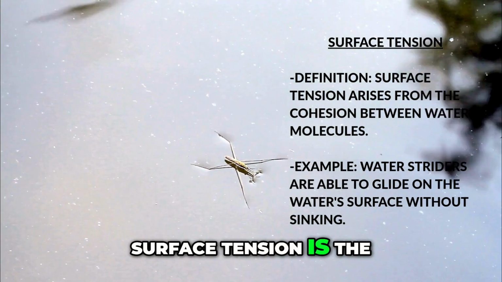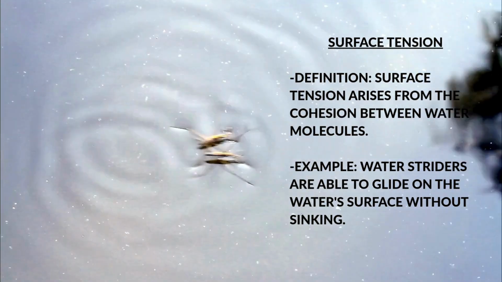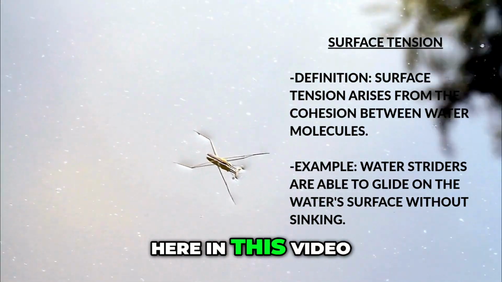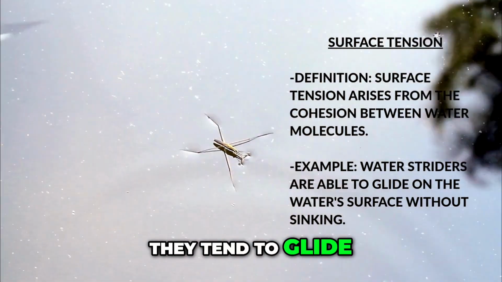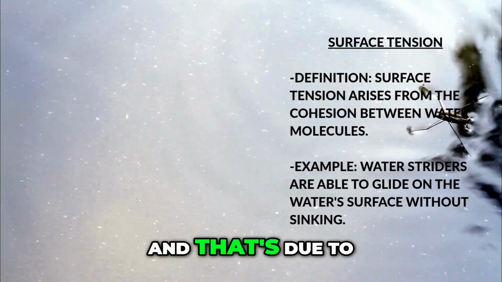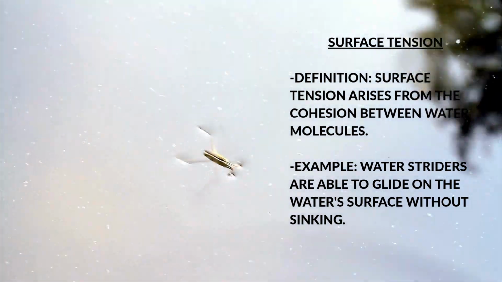Surface tension is the outcome of cohesion when it comes to water molecules. An example of this would be water striders. As you can see here in this video, they tend to glide on the water surface without actually sinking to the bottom. And that's due to the surface tension that is able to hold the bug up.